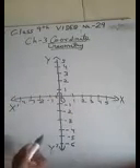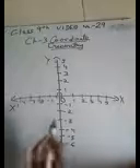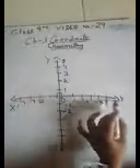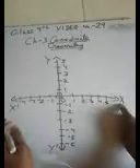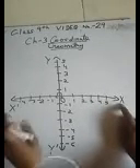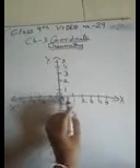And how will you name it, and how will you mark the numbers on it? See, this side is called the x-axis. Here I have written x and x dash, and y and y dash. These are at equal distances.